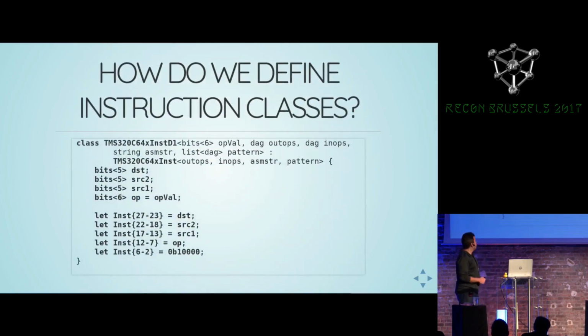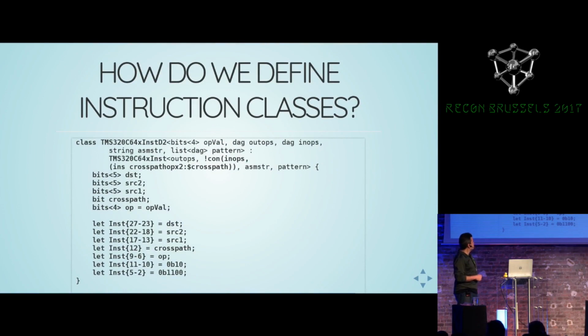Then we define some subclasses for every type of instruction. For example, the first type of instructions, at the .D functional units, have this format. They have two source operands, one destination operand, and the value of the operation. The source operands are stored at these fields. The destination operand is stored over there. The operation is stored at these bits, and this is a constant.